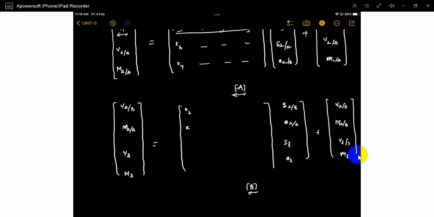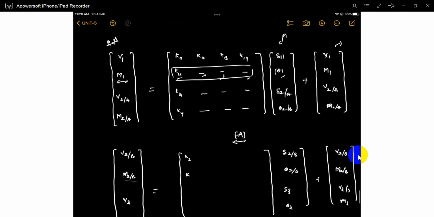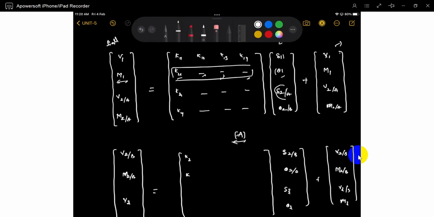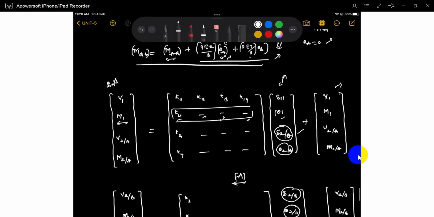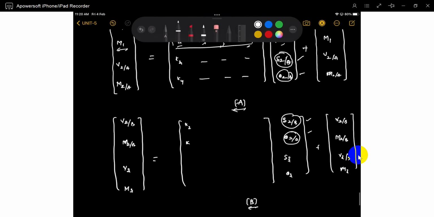Sir, how will we connect it? So now you observe it. For the B element, these delta and theta are both equal here because the joint is same. This is a joint. Understood? The joint has only one deformation, maybe if there is support settlement, and it has only one rotation. Both are same. That is the connectivity between A element and B element.